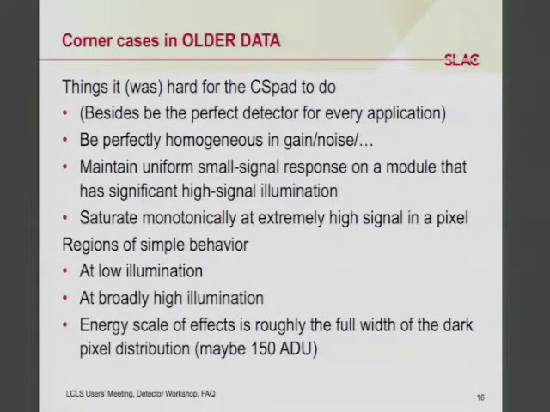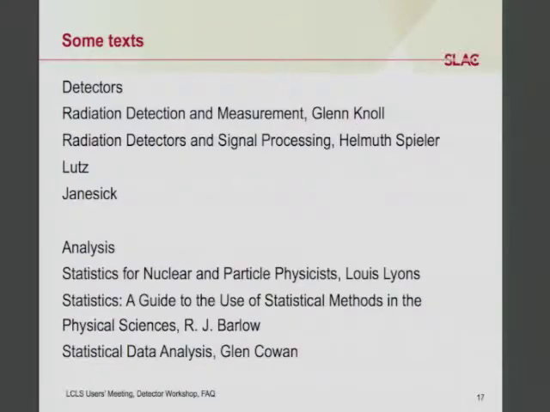The regions where the detector behaves in a simple way for the older detector, especially if you have low illumination. If you have lots of photons everywhere, then a lot of these crosstalk effects go away because you're causing the pixels to fire at very different times, so they don't all fire at once, and that reduces the crosstalk. And the energy scales for the crosstalk can be roughly identified by looking at how wide the dark distribution is.